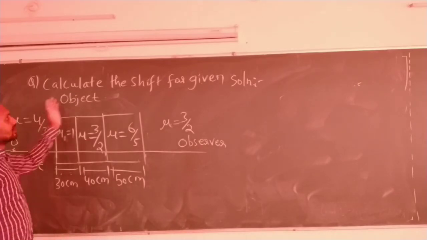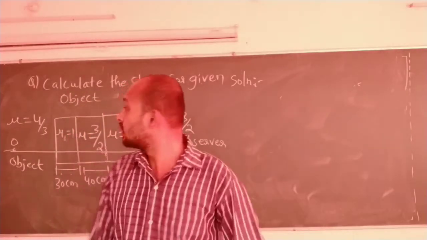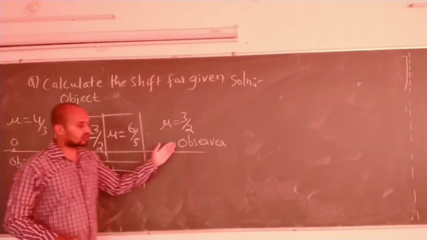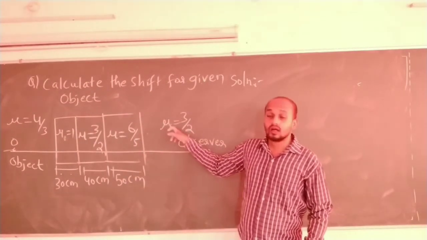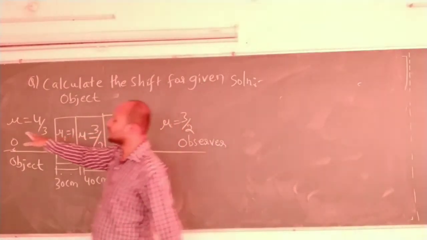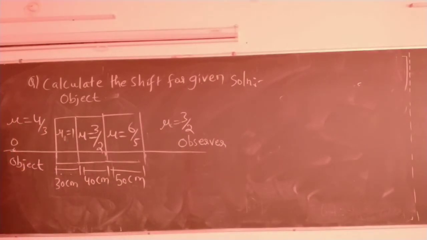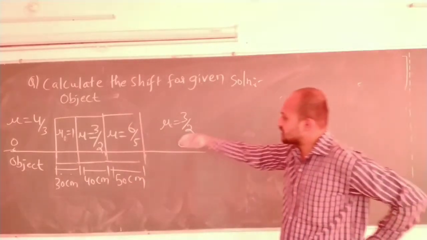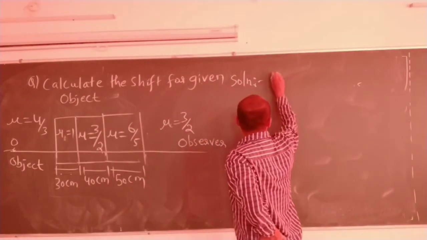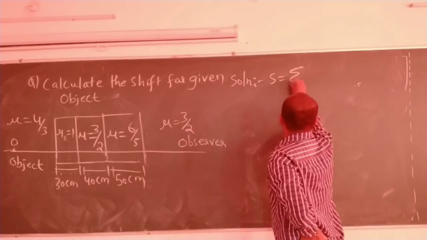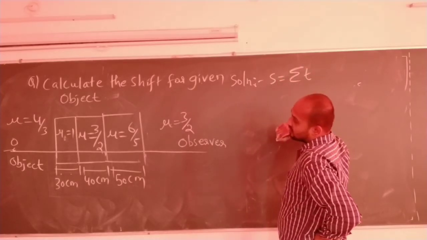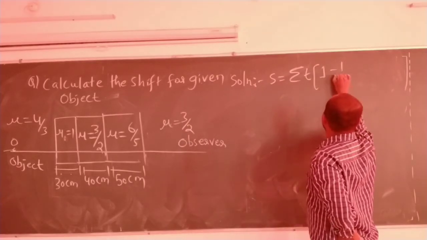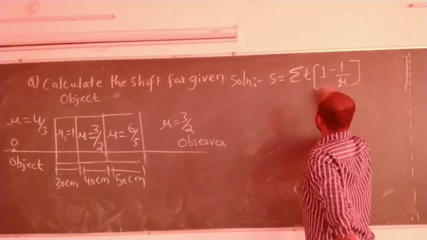We have another question. Calculate the shift for a given object. There is one object here, one observer is there. The observer is staying in a different refractive index medium, and the object is staying in a different refractive index medium. In between them, glass slabs are there. How to find the shift? Very easy, I believe. S is equal to summation of T into 1 minus 1 divided by mu.